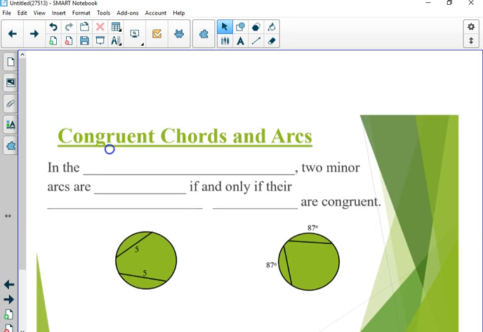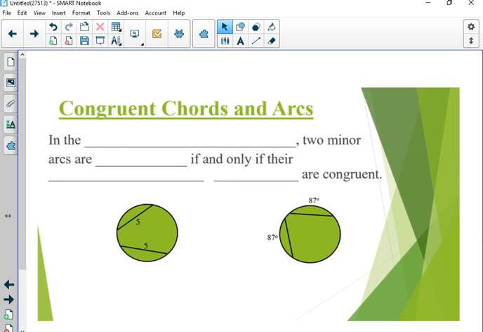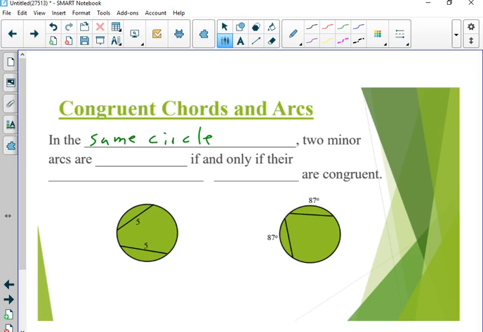And we've already had this concept. Try it again. In the same circle, two minor arcs are congruent if and only if their corresponding chords are congruent. Okay, so we already had this slide in an earlier lesson.